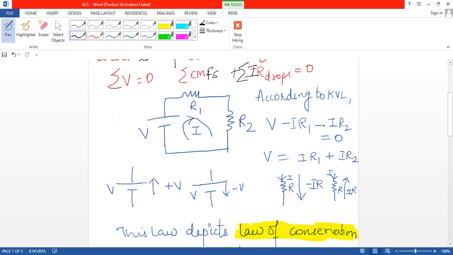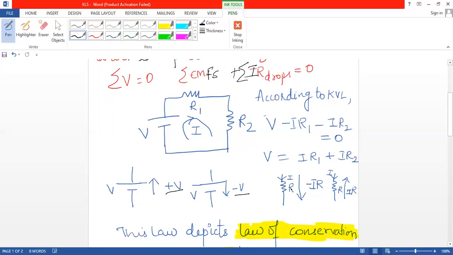Now, how have we taken this polarity, whether it is plus V or minus IR1 or plus IR2? For that, let us consider this. I consider a battery with EMF V. If I am moving in this upward direction, that is from negative to positive, then I will take the polarity of V as plus V. If I am moving in the downward direction, from positive to negative, then I will take the convention of V as minus V. So this is for the voltage source of the battery.